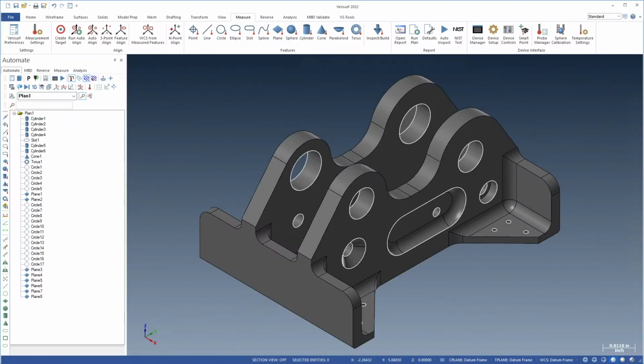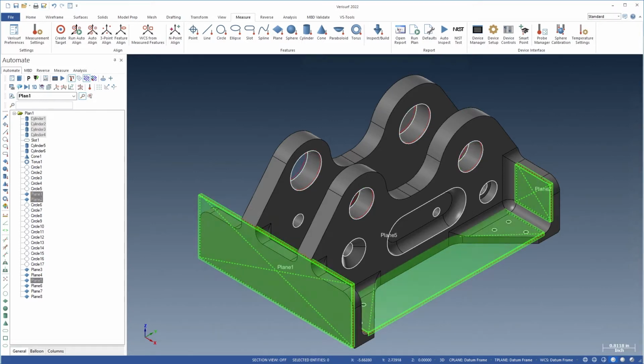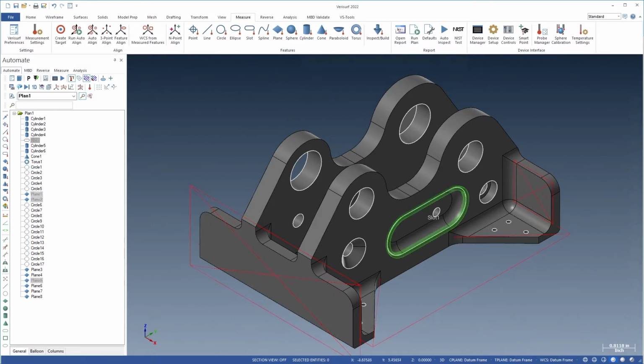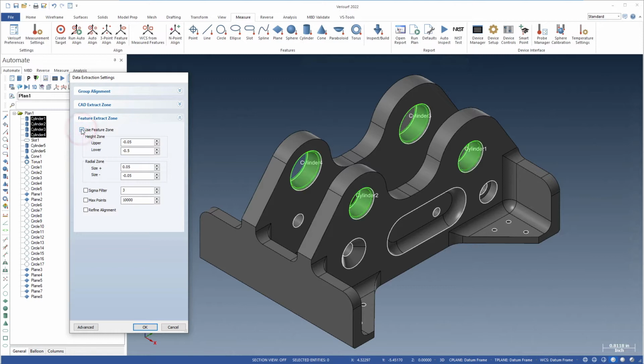Verisurf 2022 simplifies scan-based inspection and analysis through a graphical display of extraction zone boundaries, making it easy to visualize which points are used to define the measured geometry. Separate zones for radial and axial limits facilitate custom extraction strategies for different feature types, and extraction zones can be individualized for each feature in a plan. Extraction zones are edited interactively, and the results can be viewed graphically in real time.